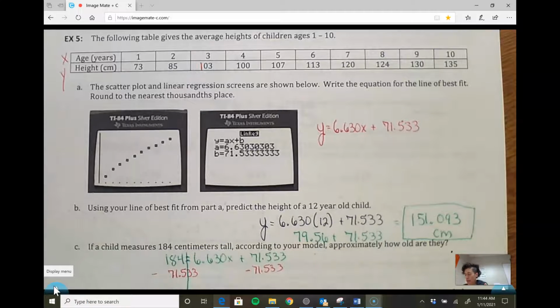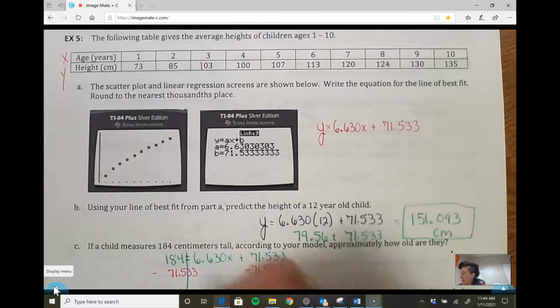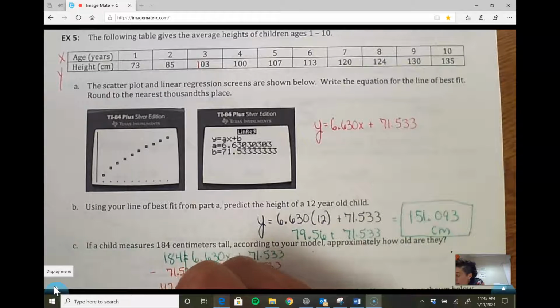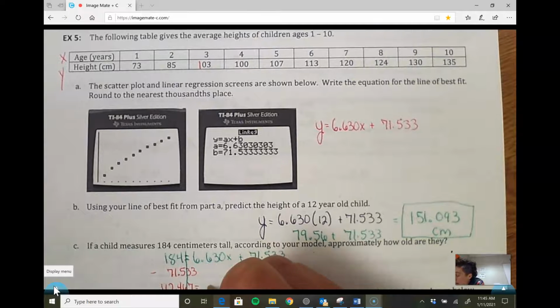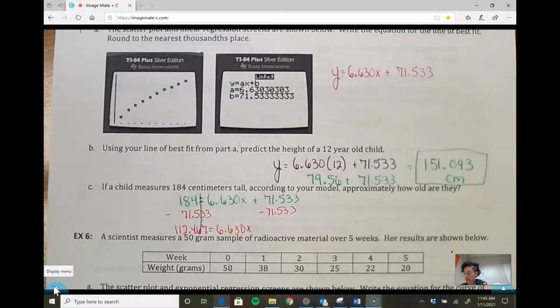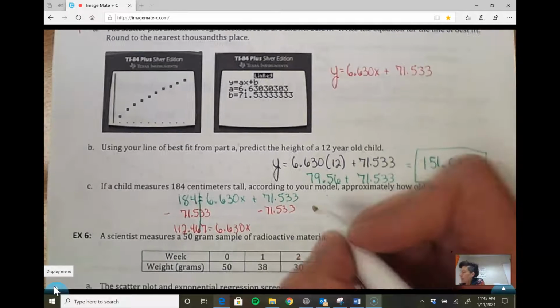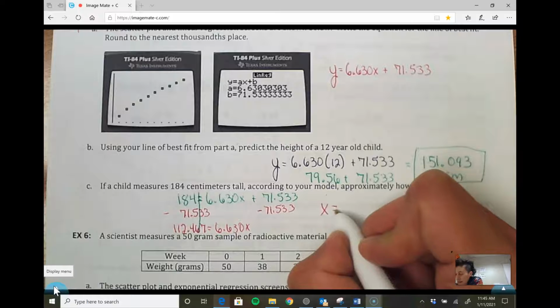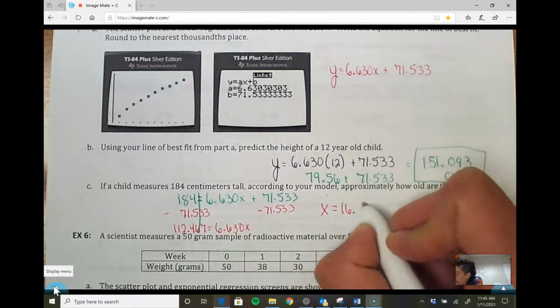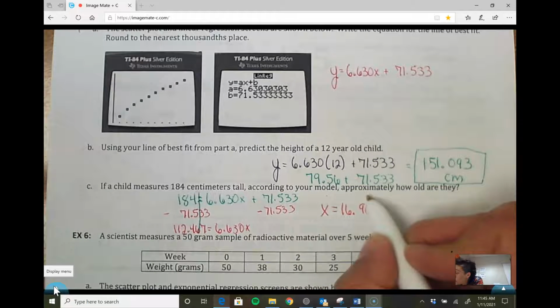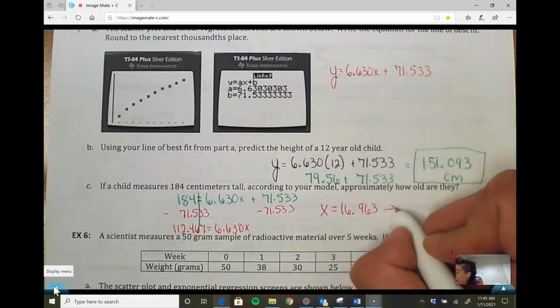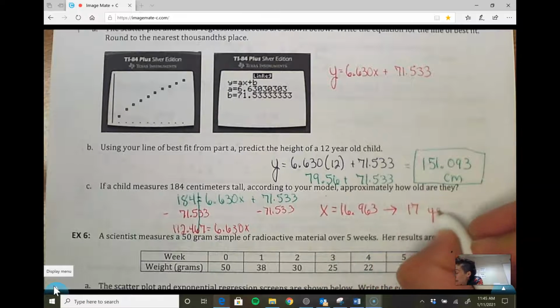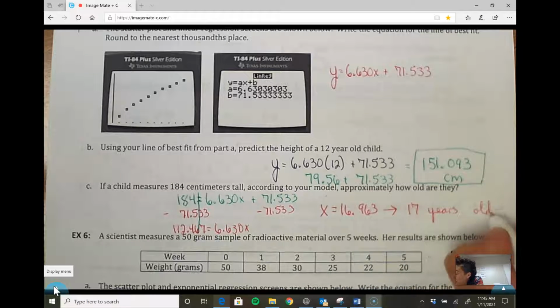Okay, so I'm doing that on my calculator. And then I have 112 point, again, you can't see my calculator, but that's what's on here. And now to get x alone, I'm going to divide by this number, so I'm doing that on my calculator. And when I'm done, my x is 16.963. So approximate how old they are. Approximating, I would say that they're about 17 years old. Okay?